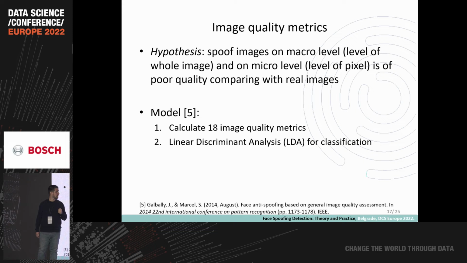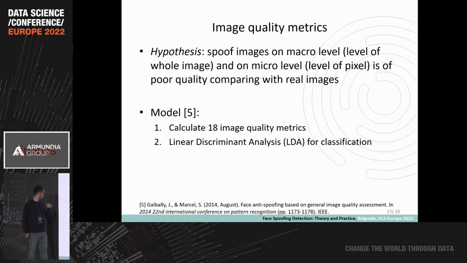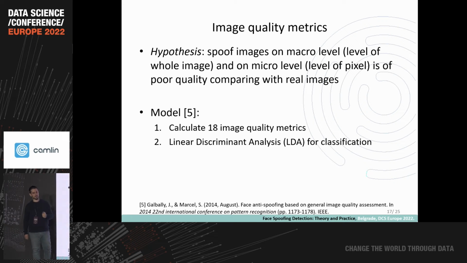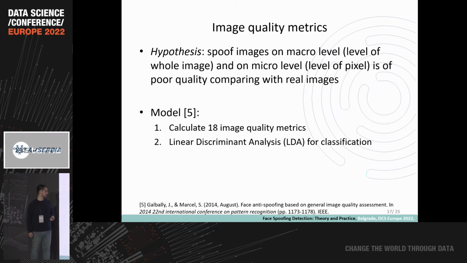The last approach that I will be speaking about in detail is the approach based on image quality metrics. Galbally and Marcel suggested that they can calculate some image quality measures on the macro level, on the level of the whole picture, and on the micro level, on the level of pixels. They made 18 quality metrics and tried to classify images based on them, but their results are rather unstable.